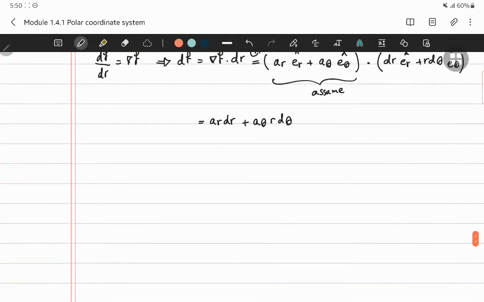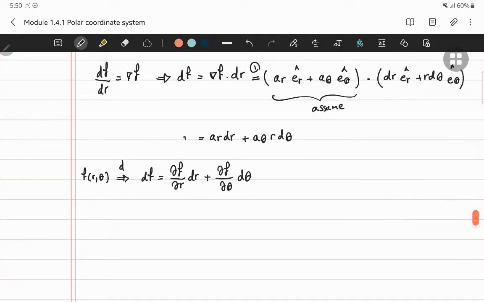Perfect. We also said that f is a function of r and theta. Therefore, if we apply the differential operator, because it depends on two variables, we have the partial differentiation. So df is equal to the partial derivative of f with respect to r dr plus partial derivative of f with respect to theta d theta. So here we have df equal to this and df is equal to this.